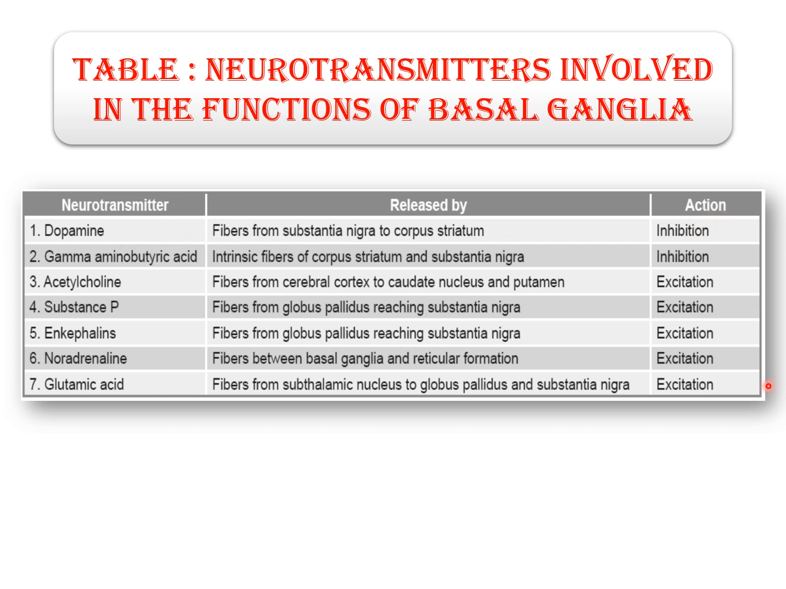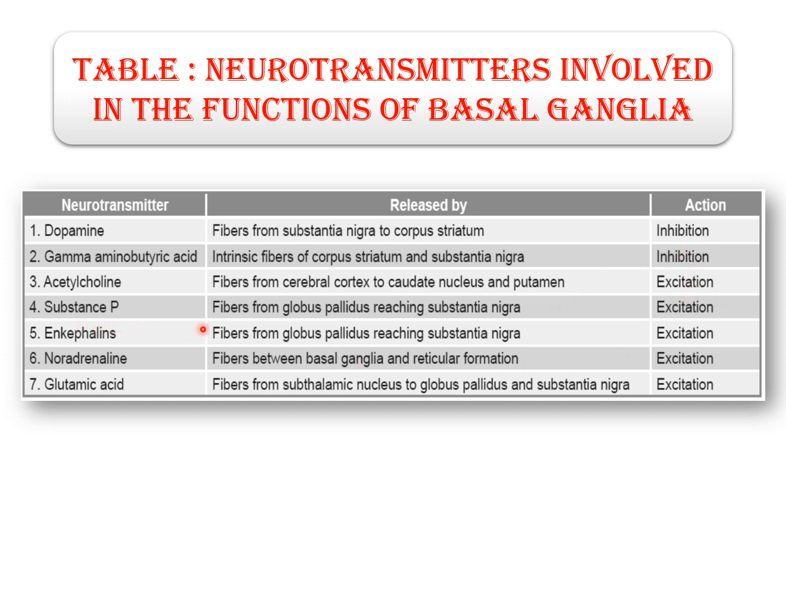what their action is. First of all, dopamine is released by fibers from the substantia nigra to the corpus striatum, and its action is inhibition. GABA is released by intrinsic fibers of the corpus striatum and substantia nigra, and its action is inhibition. Then acetylcholine, released by fibers from the cerebral cortex to the caudate nucleus and putamen, and its action is excitation.